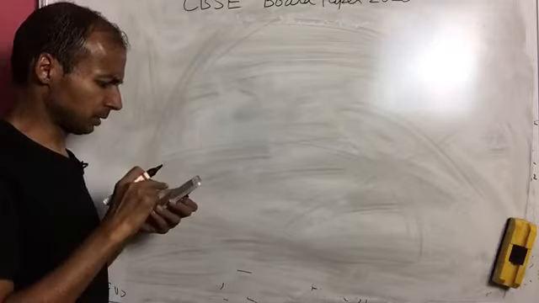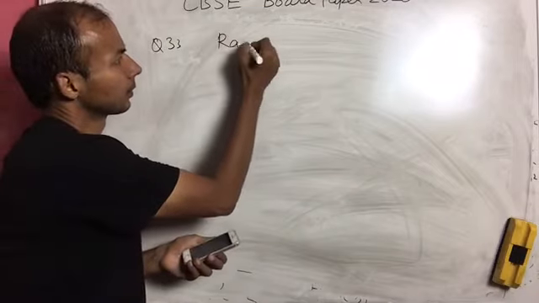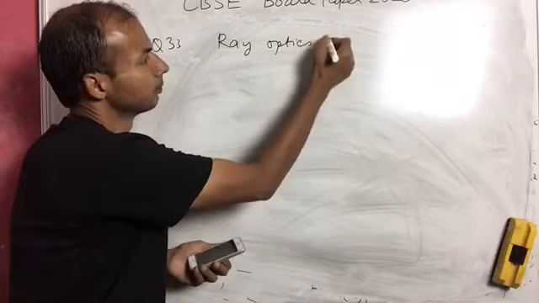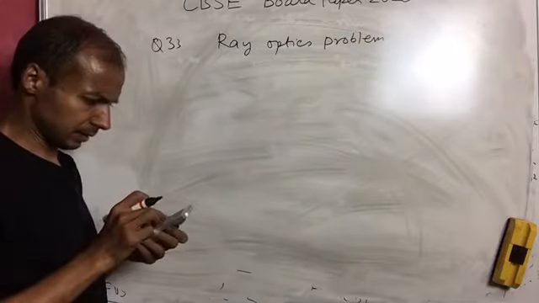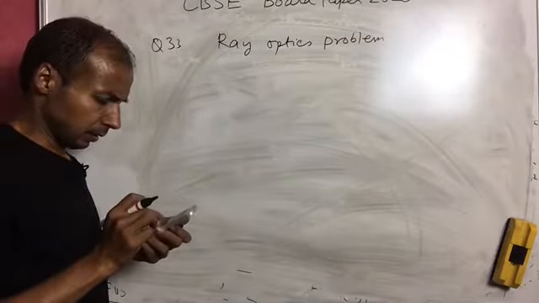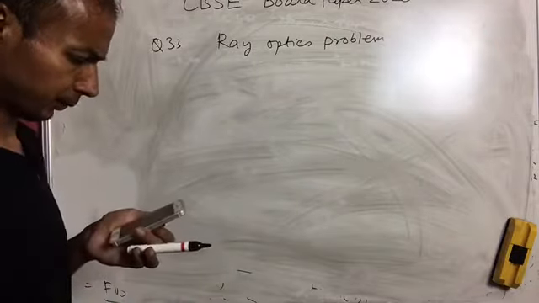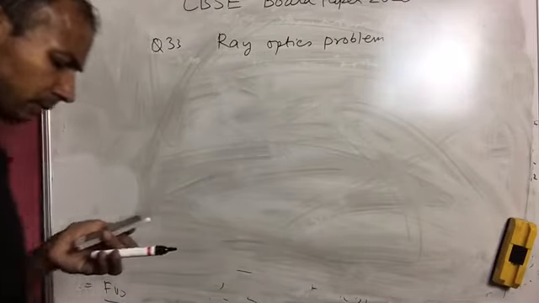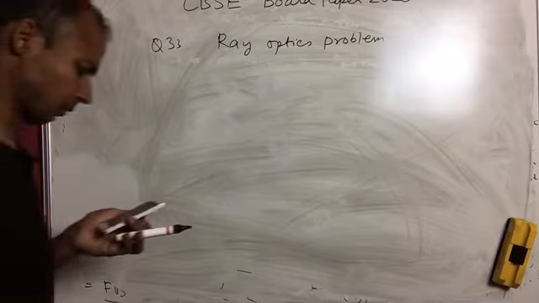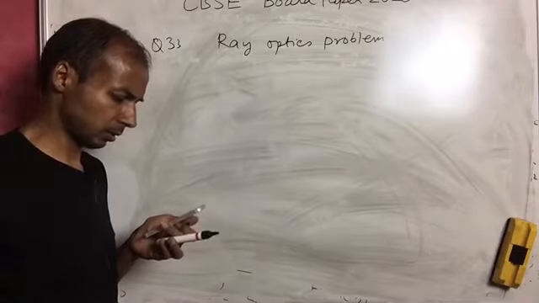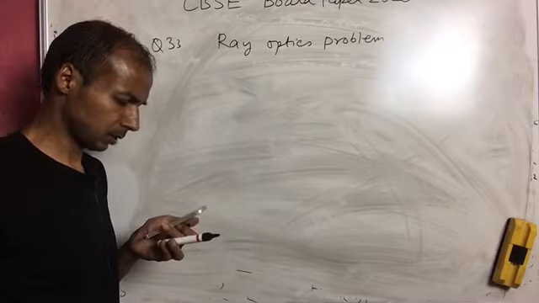This is question number 33. Ray optics problem. Okay, let us see what this is. An object is placed in front of a concave mirror of focal length 12 centimeter. There are two possible positions of the object for which the image formed is 3 times the size of the object. Draw the ray diagram.